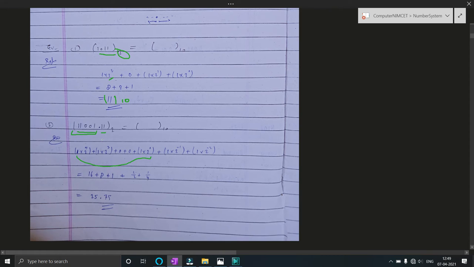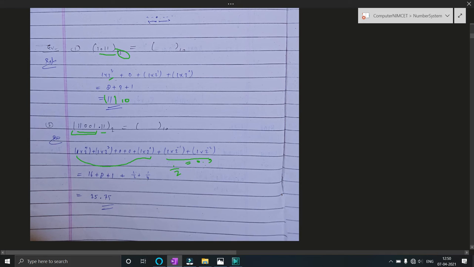to the previous question. Now what about the part after the point? Let's start from the left hand. The first digit is 1, so 1 into 2 power minus 1. Here the power of 2 starts at minus 1 and decreases by 1 each time. The next digit is 1, so 1 into 2 power minus 2. Now just solve it. 2 power 4 is 16, 2 cube is 8, and 2 power 0 is 1, plus 2 power minus 1, which we can write as 1 upon 2, and 1 upon 2 is 0.5.